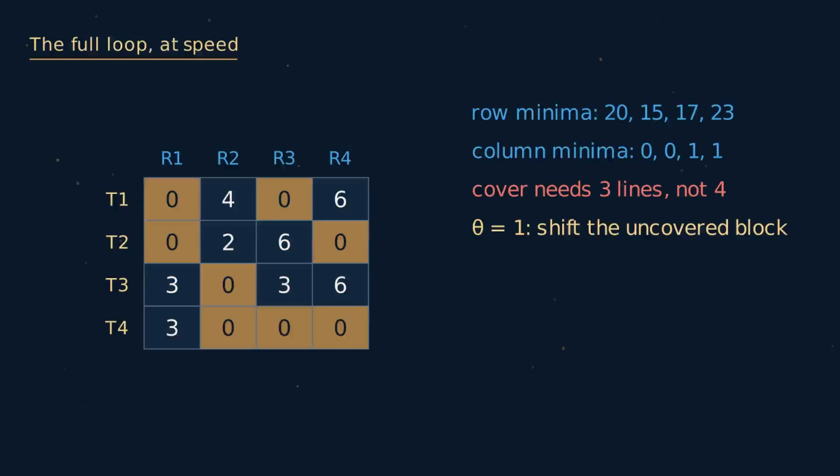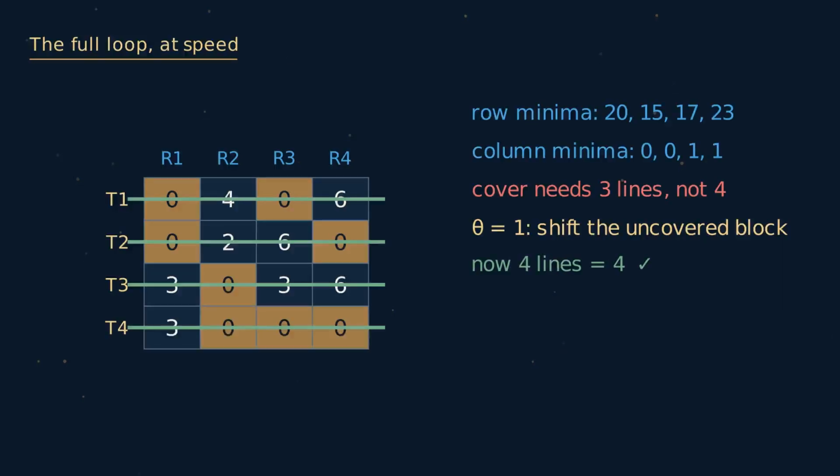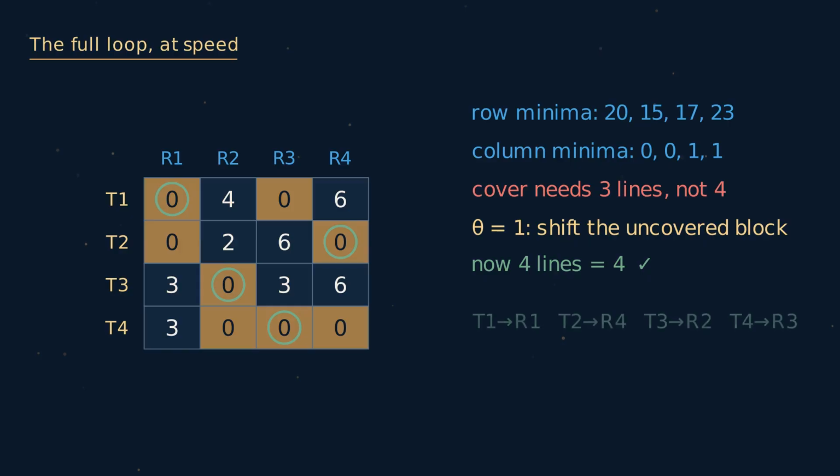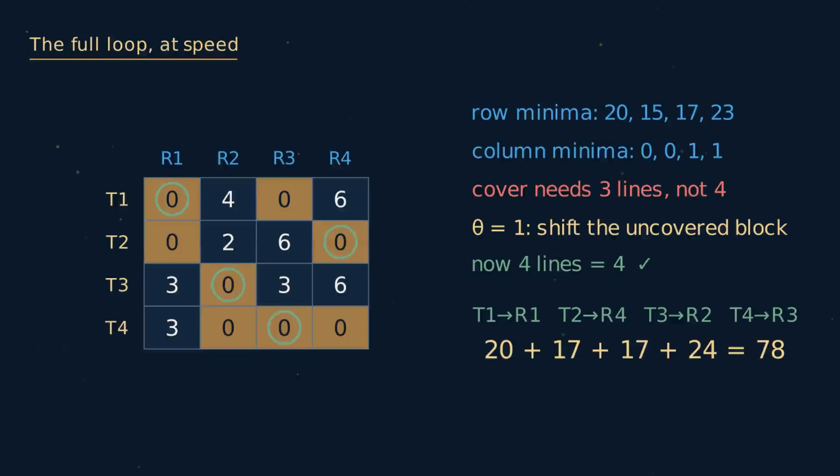Subtract it from everything uncovered, add it back at the crossings, and look again. Now it takes 4 lines. 1 pass through the loop was all it needed. Read off the independent zeros, price them with the original costs, and the cheapest schedule comes to 78. 24 possibilities, and we never listed a single one.